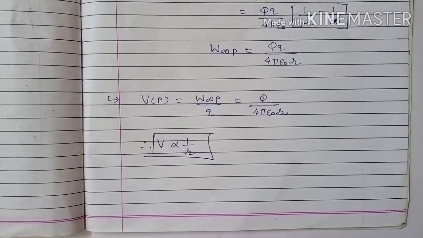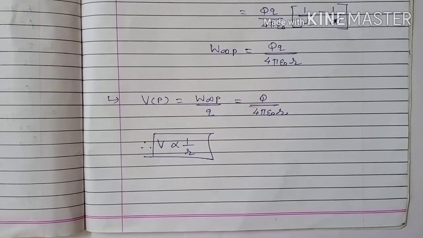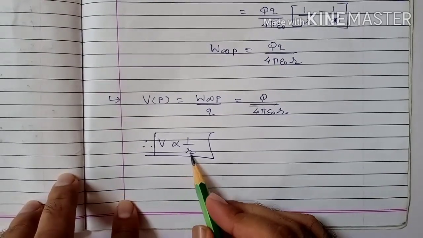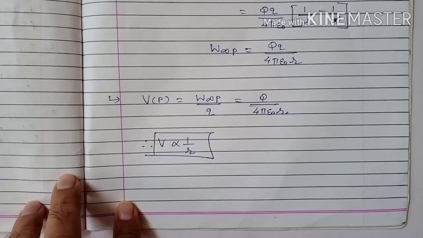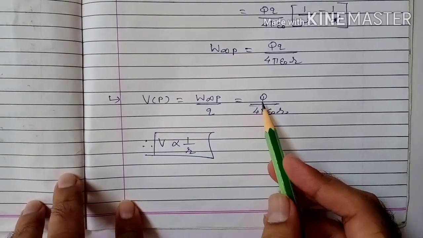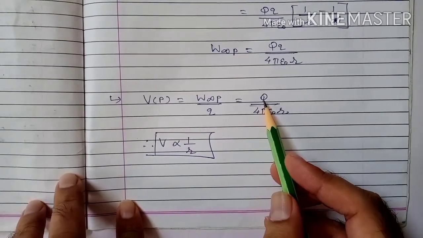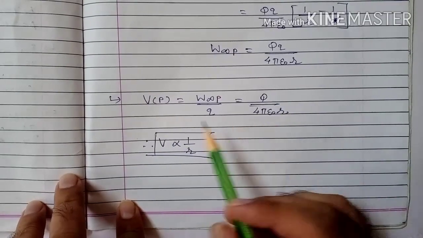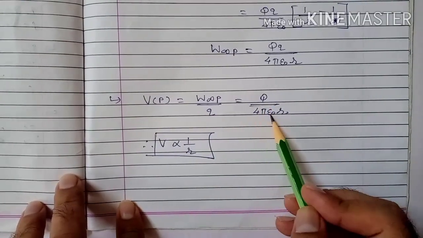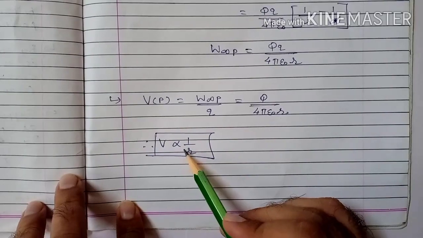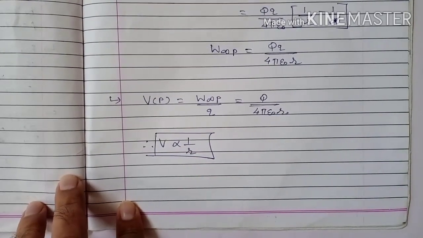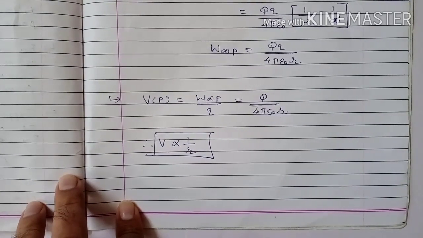Electric field due to a point charge is inversely proportional to the square of distance, but electrostatic potential is inversely proportional to distance. This is the thing. The formula of electric field is 1 upon 4 pi epsilon naught Q by R square, but electrostatic potential is Q upon 4 pi epsilon naught R. Electrostatic potential is inversely proportional to distance, while electric field is inversely proportional to the square of distance.